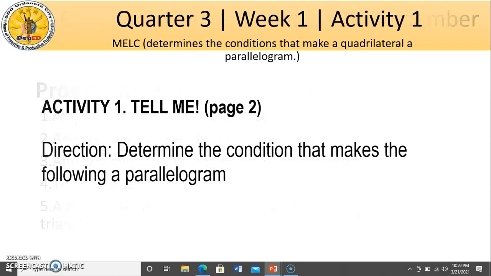Para mas maintindihan ang mga properties ng parallelogram, let us do Activity 1 with the title, Tell Me, na makikita sa page 2 ng inyong activity sheets. The direction is, determine the conditions that make the following a parallelogram.